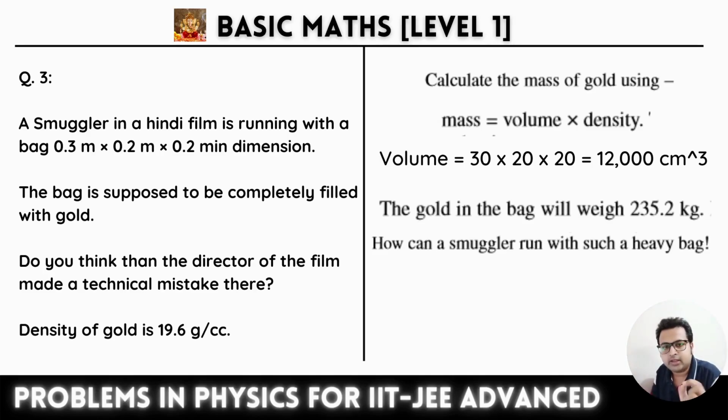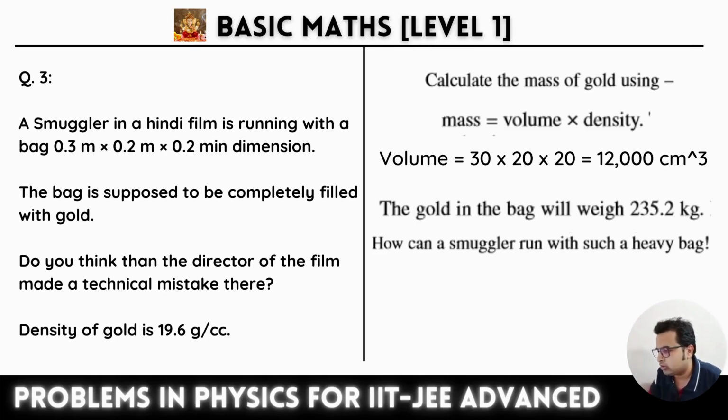So one very interesting, very important thing to be noted here is this: density is gram per centimeter cube, volume is in centimeter cube, but the dimension is in meter. So definitely, if you directly put in the formula, you will get a wrong answer. So this I think you might be aware, and you should be very careful with the units. So what I have done, I have converted the meter into centimeter. Then I calculated the volume. So as you can see, volume we got 30 into 20 into 20. So that is 12,000 centimeter cube.